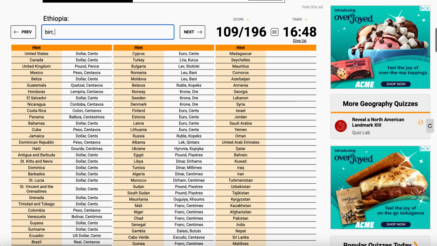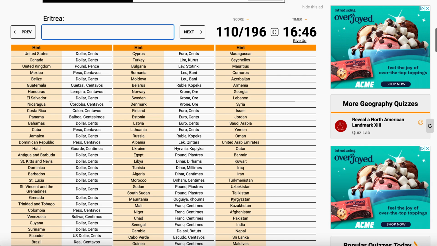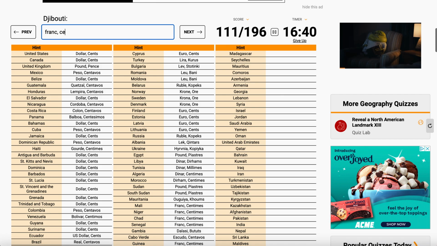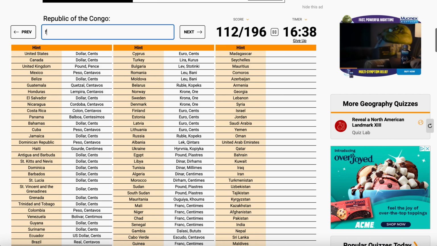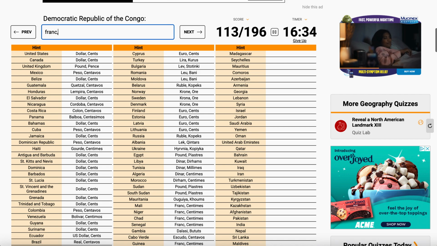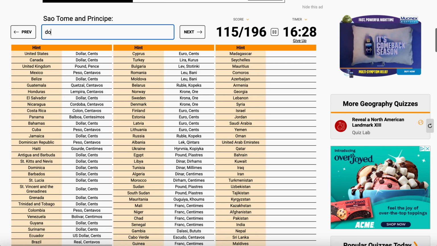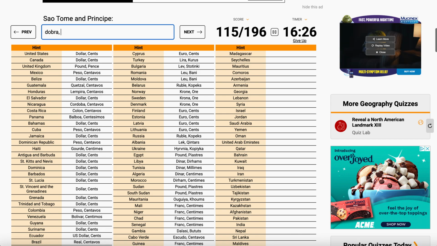Ethiopia uses the birr, and it's divided into cents. Eritrea uses the nakfa, divided into cents. Djibouti, franc and centimes. Republic of the Congo, franc and centimes. Democratic Republic of the Congo, franc and centimes. Gabon, franc and centimes. Sao Tome and Principe uses the dobra, divided into centimos.